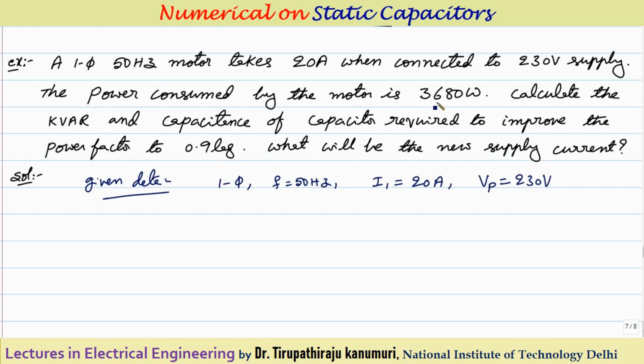The power consumed by the motor, as the name itself tells, is the power taken from the supply, that means it is the input power. That power is given as 3680 watts. It is the input power only, or power supplied from the source.